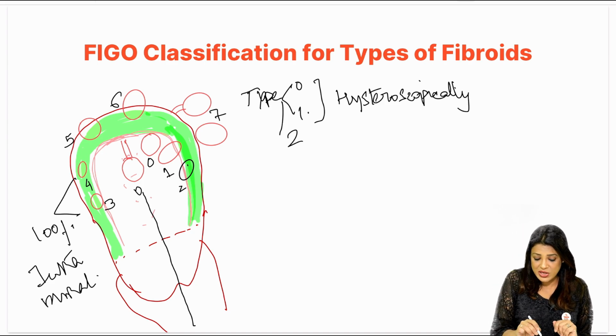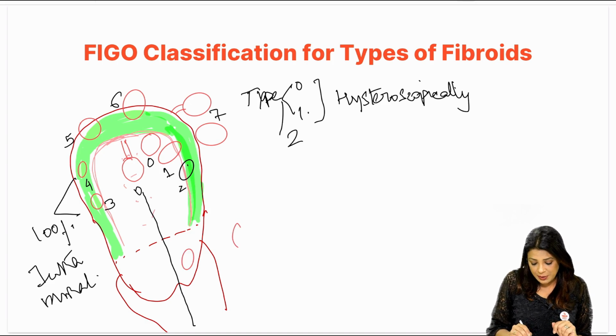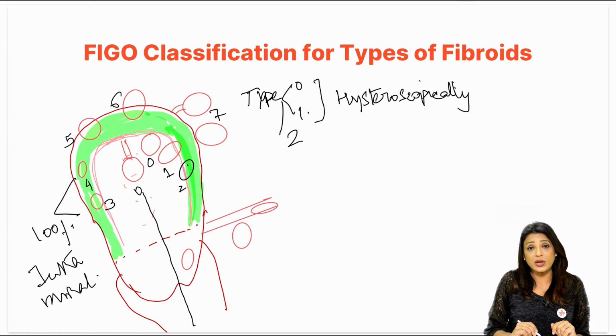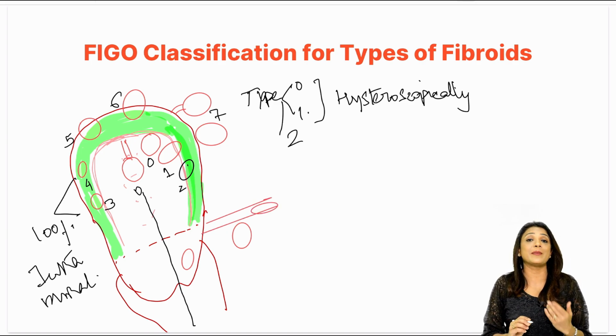Okay, then coming to type 8. What will be type 8? Type 8 can be anything outside the uterus. It can be here, it can be here in the broad ligament, it can be in the uterosacral ligament. Okay, so all these extra uterine will come in type 8. Okay, so this is the FIGO classification.